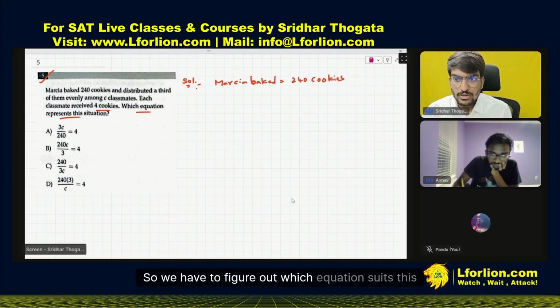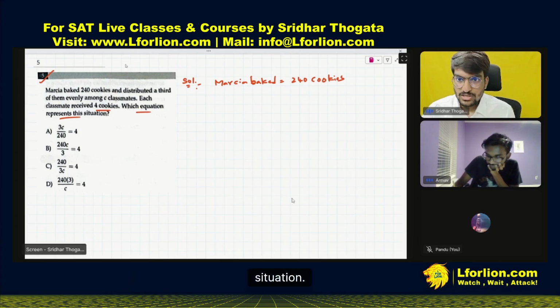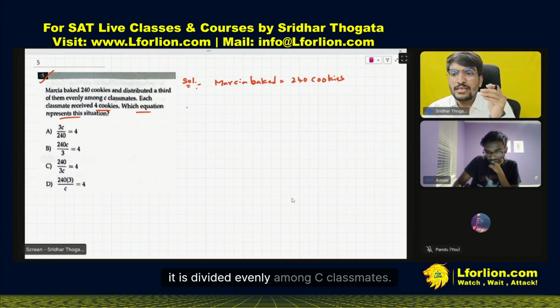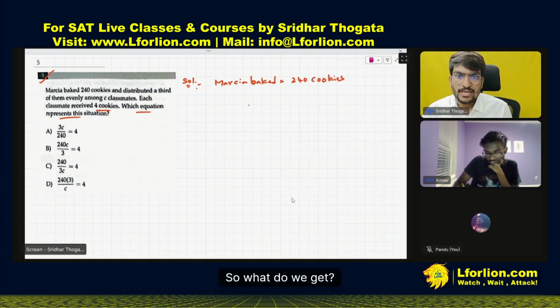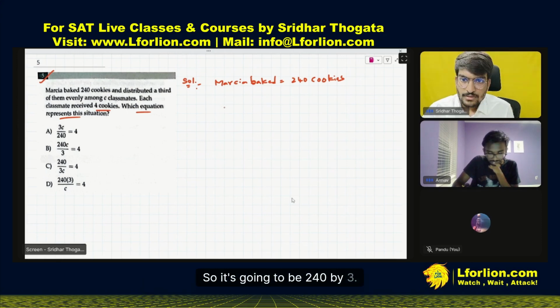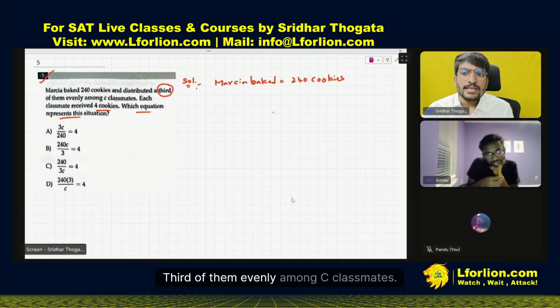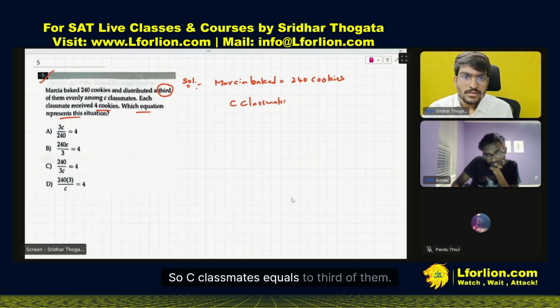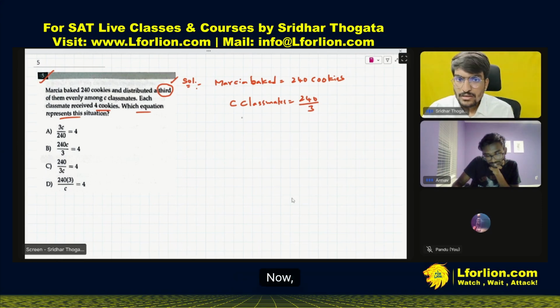So we have to figure out which equation suits this situation. It is divided evenly among C classmates. So what do we get? A third of them evenly among C classmates, so it's going to be 240 by 3. You see here, a third of them evenly among C classmates. So C classmates equals a third of them. Third means I'm just writing it as 240 by 3. Is that okay?